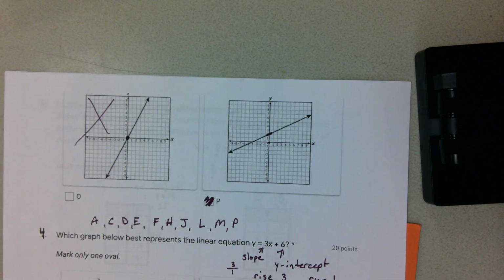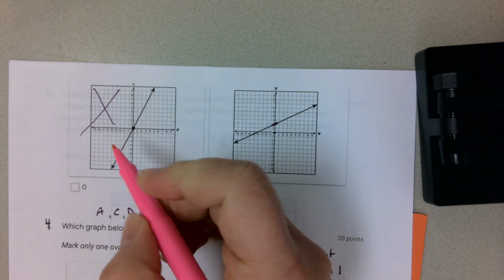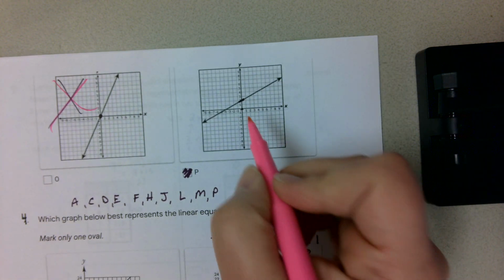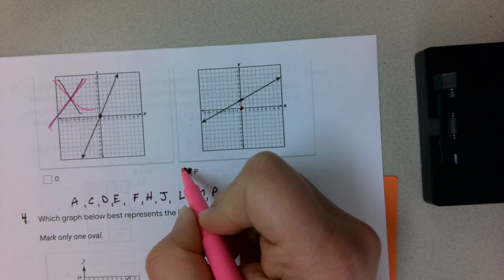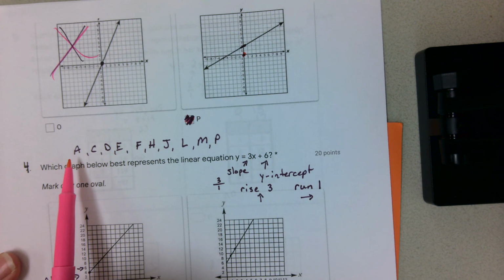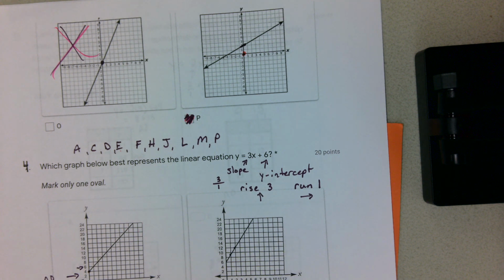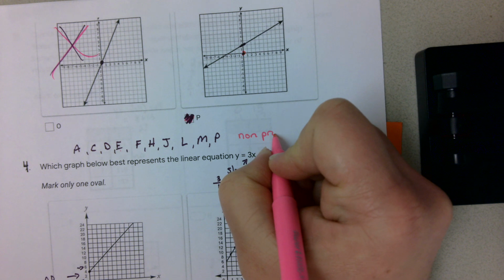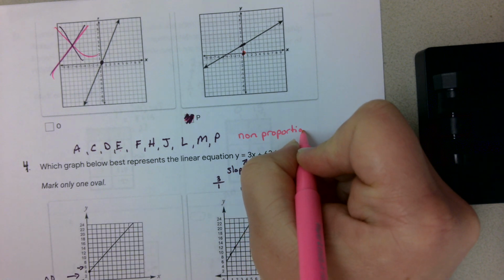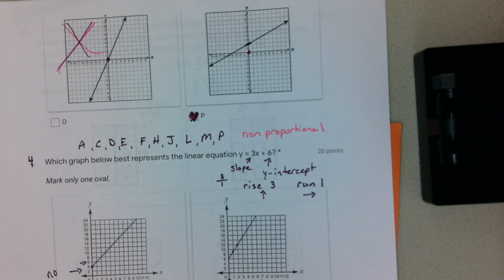All right. Oh, again, intersects at the origin. That's proportional. I can't choose that. Last one, doesn't intersect across the origin, so we get to pick P. So I've lined up A, C, D, E, F, H, J, L, M, and P are all non-proportional because they're straight lines that do not intersect or cross the origin.